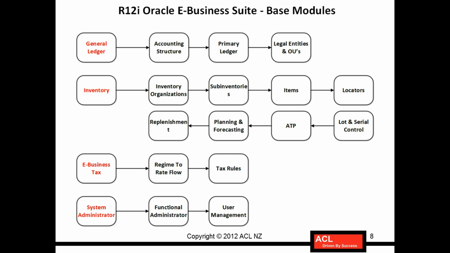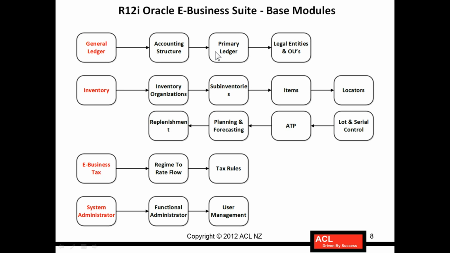As you can see on this slide, the entire Oracle eBusiness Suite setup starts by setting up the basic organizational structure in the applications, wherein you first start by setting up your accounting structure in the General Ledger module. So what does the accounting structure include? It basically includes components such as chart of accounts, setting up your primary ledger, and then setting up your legal entities and operating units as depicted here. So the first thing is you set up your accounting structure, and then you set up your primary ledger and attach the accounting structure there.